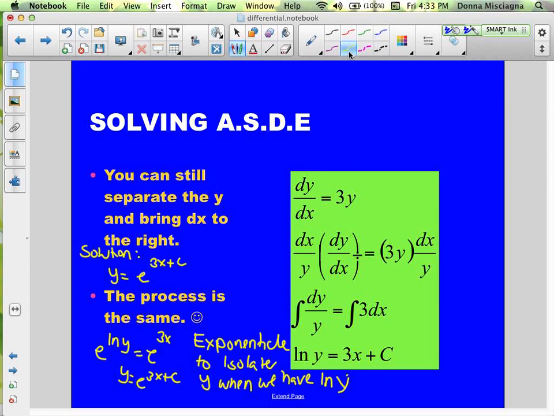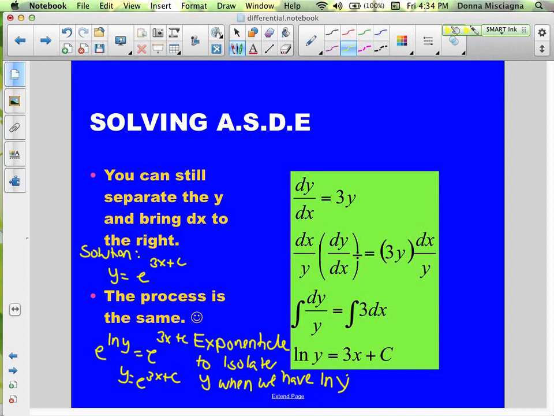I don't know where the c is in this one. 3x plus c. All right, maybe you got it erased. And so e and natural log are going to cancel. That frees y. So y is equal to e to the 3x plus c. So that's our solution. We exponentiate to isolate y when we have natural log of y.